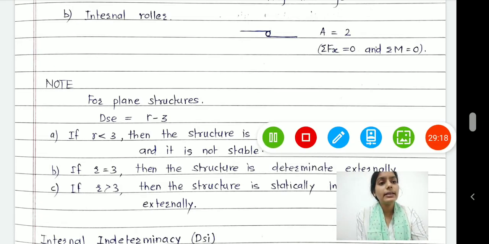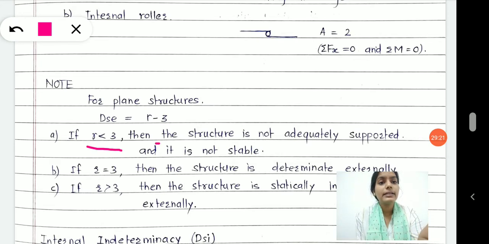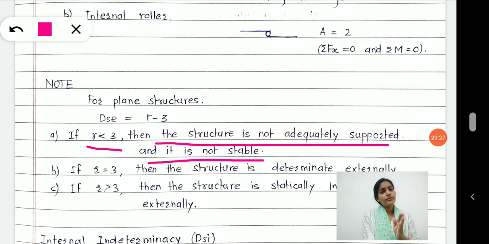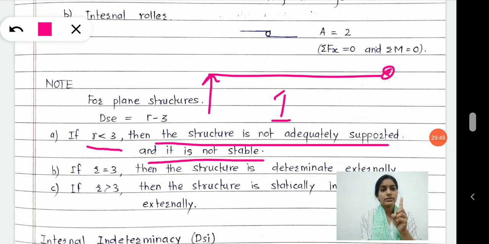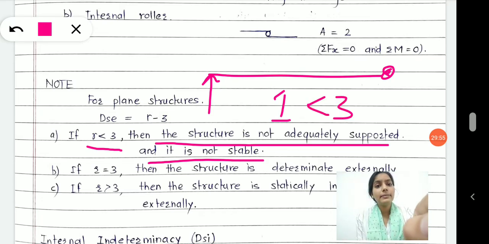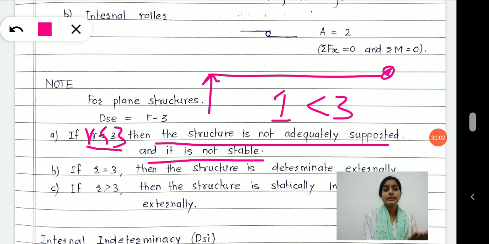What is it saying? If R is less than 3, then the structure is not adequately supported and it is not stable. R means reactions. Let's take an example of this beam. It is simply supported. How many reactions are provided in it? Only one reaction. This end is free. Only one reaction. It is less than 3. 1 is of course less than 3. It means that my R reactions are less than 3. Then what are they saying? The structure is not adequately supported.